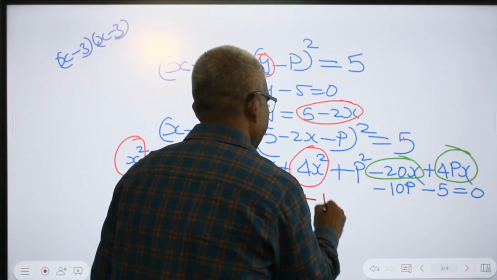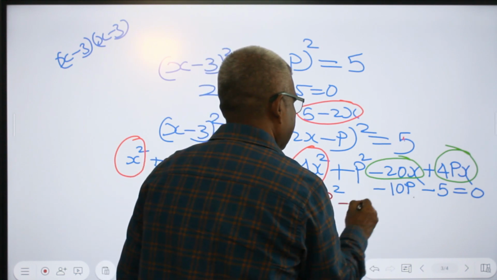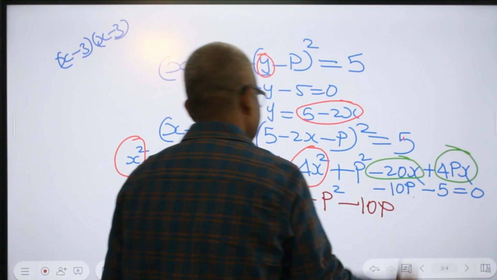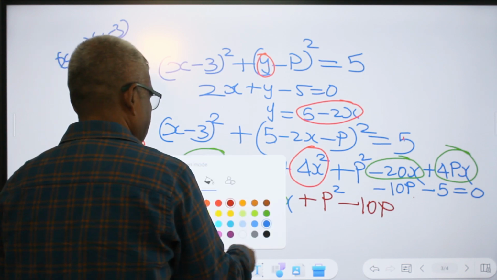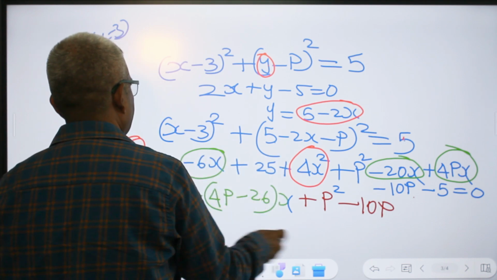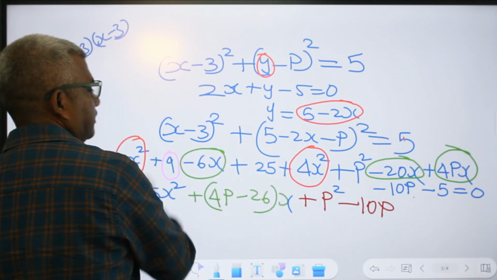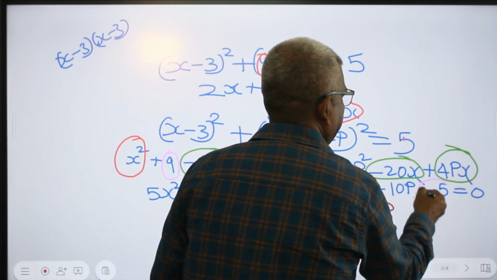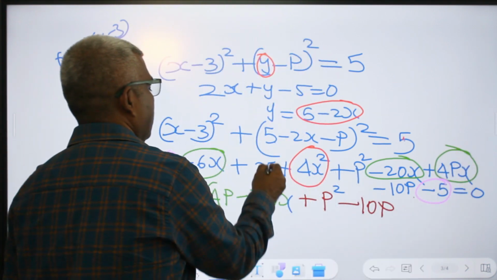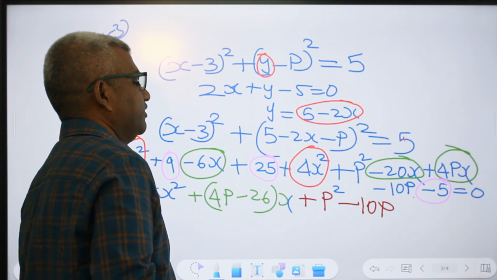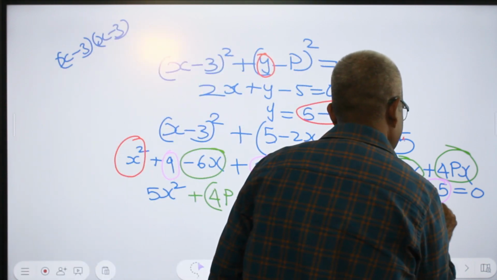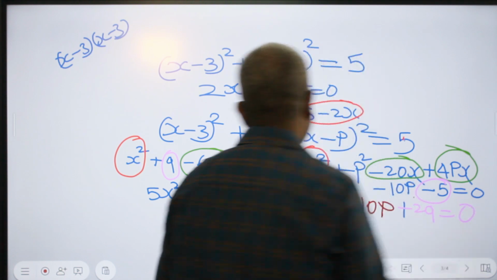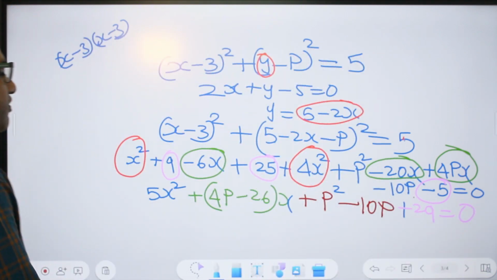Constant is p squared minus 10p. Okay, then the numbers: 9 minus 5 is 4. 4 plus 25, 29 is equal to 0. Copy down until now.